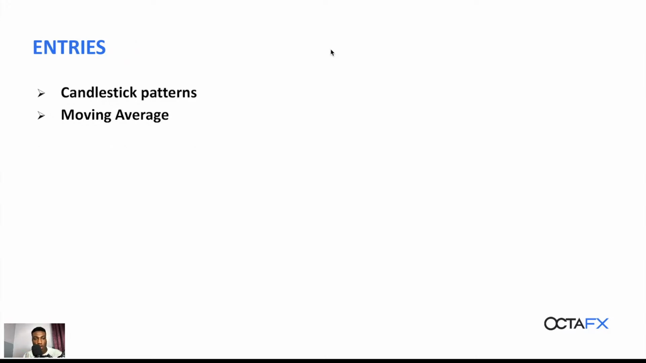And your framework should also contain entries, right? These are the things that would show you how to enter the market or when to enter the market. And your entries contain candlestick patterns or moving average.